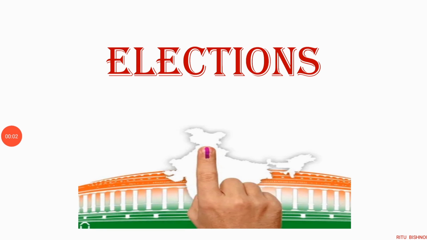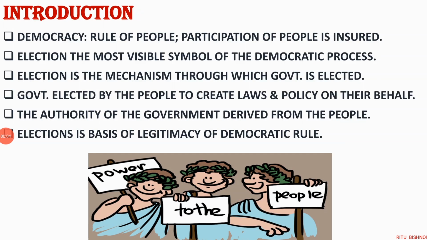In this presentation, I'll discuss elections. We all are familiar with the idea of democracy. Democracy is a form of government in which power ultimately comes from the people. Today, the most common form of democracy is representative democracy, in which citizens elect representatives to make political decisions and formulate laws. Election is the most visible symbol of the democratic process. It is the mechanism for translating the consent of the people into governmental authority.